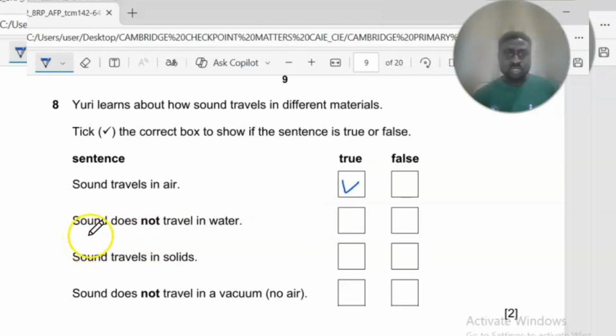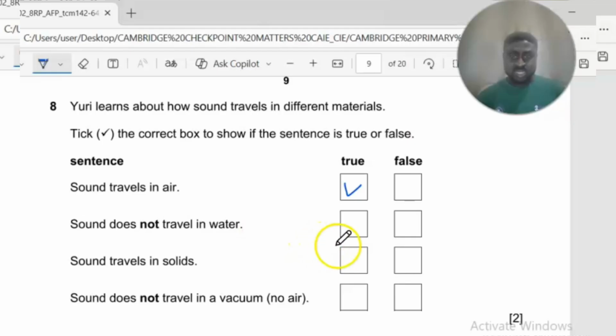Sound does not travel in water. Water is a form of liquid. Is that true or false? The answer is false, because water is a form of liquid, and liquid is the second state of matter, and sound also travels through liquids. Even when you are in a ship and you make a sound, the echo goes to and fro the body of water.